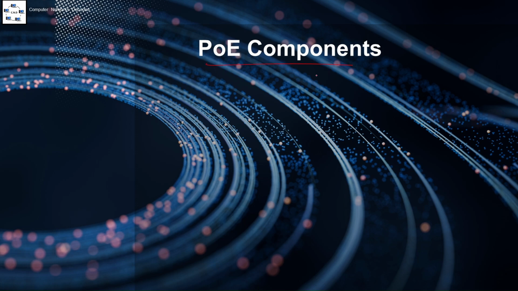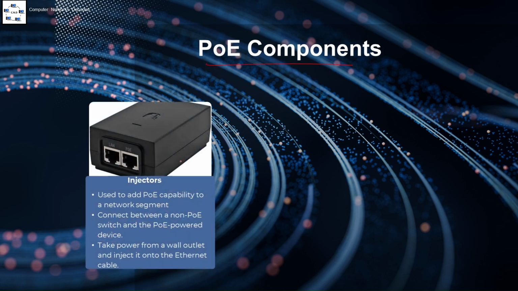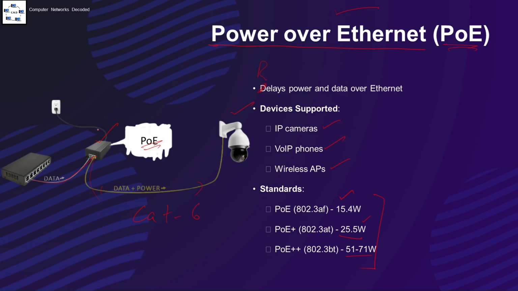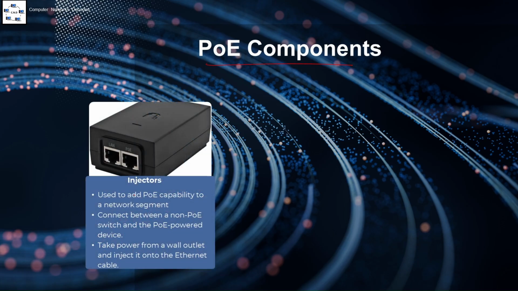So what are some different components of PoE? One is the injector. As we saw in the previous diagram, this one is basically the injector, which injects the power. The injector is basically used to add PoE capability to a network segment. So as we saw in the previous example, your network cables come over here and you then take an exit cable that is connected to a device, such as an IP camera, that requires power as well as data.